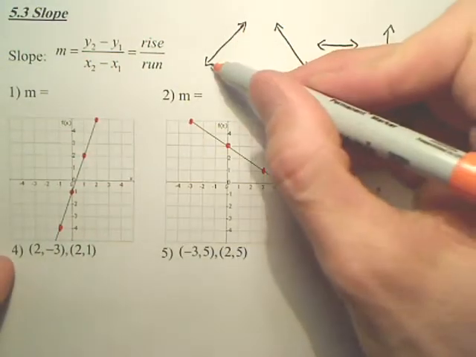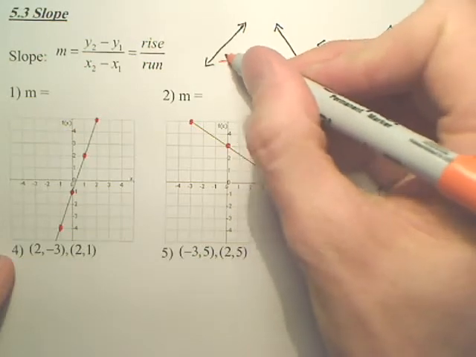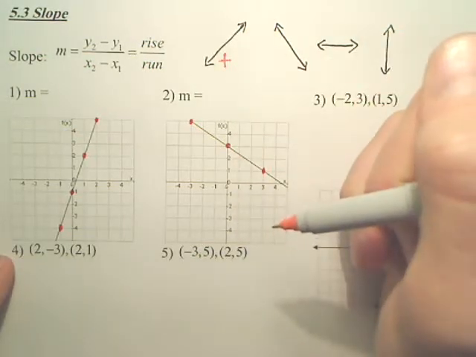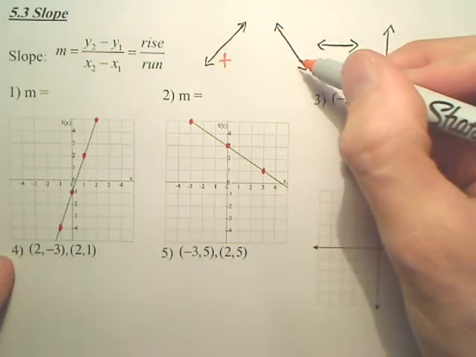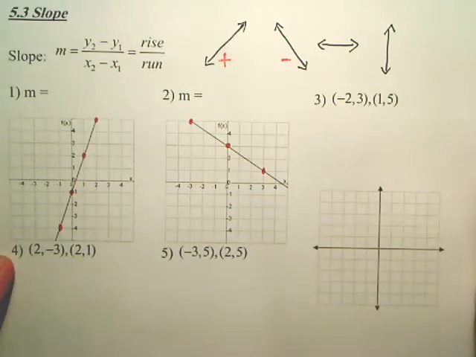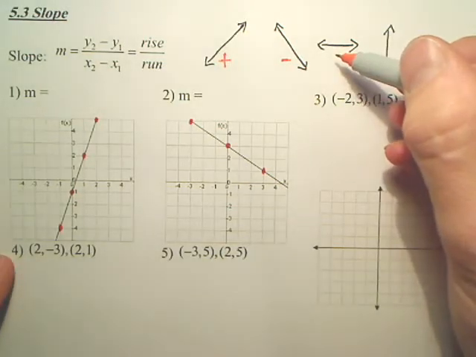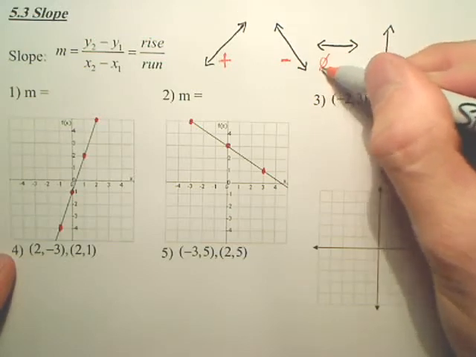Look at this graph. This graph has a positive slope. Do you see how it's going uphill? This one is going downhill from left to right. This has a negative slope. This one is really boring slope. It's flat. It has a 0 slope.